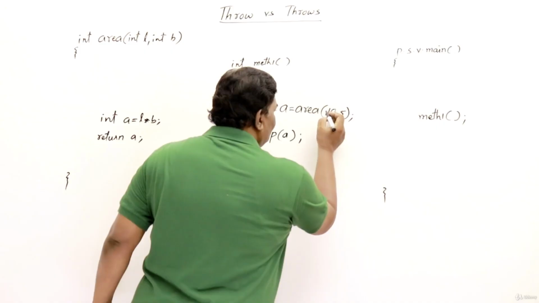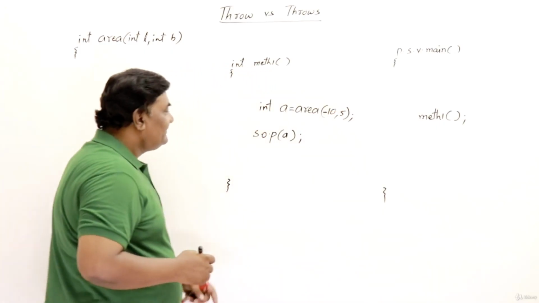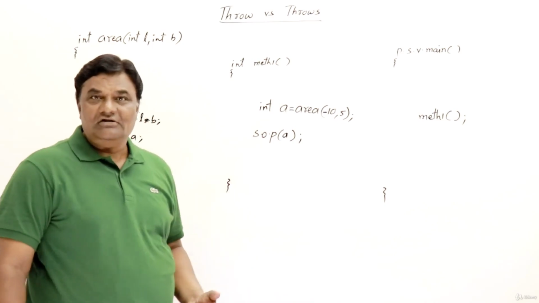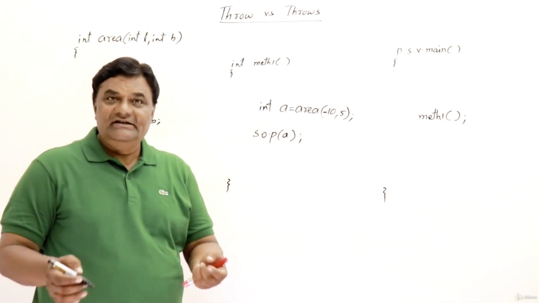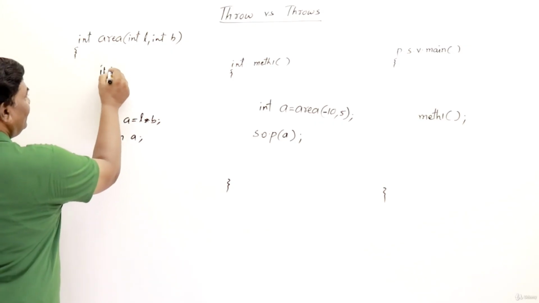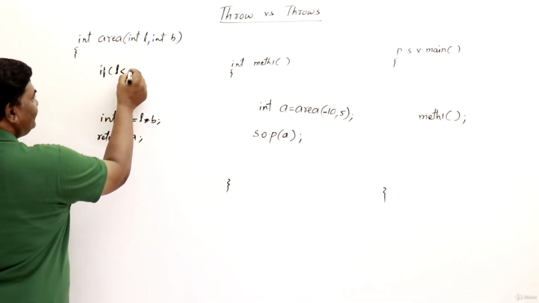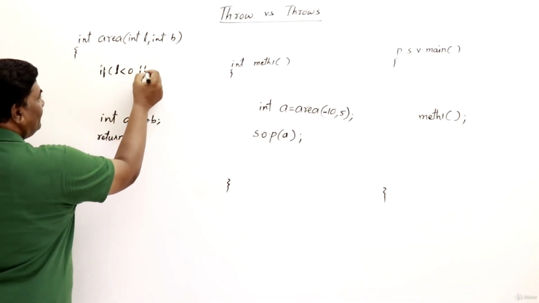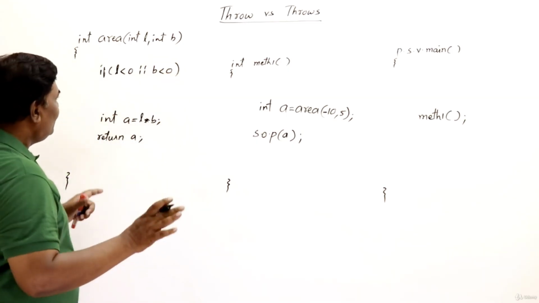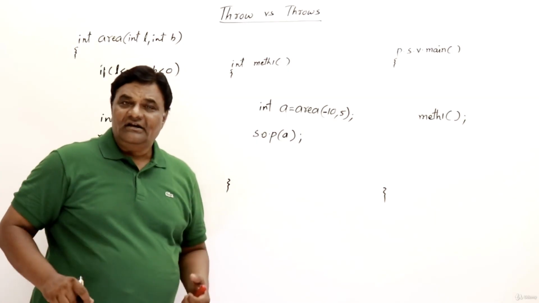Suppose I want to pass minus 10. Then this method should check whether length and breadth are positive or not. If they are negative, then it cannot calculate. See this one, I'll check first. If length is less than 0 or breadth is less than 0, if any one of them is less than 0, we cannot calculate area.